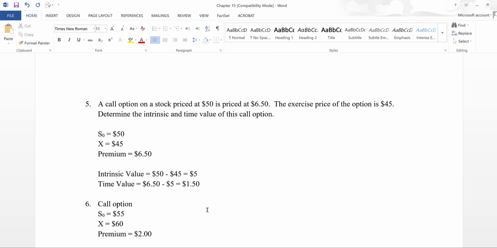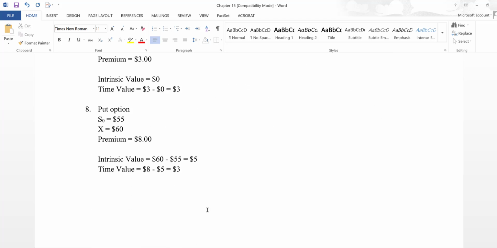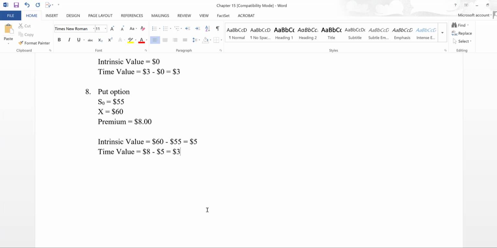Any time you have to compute intrinsic and time value, first determine whether the option is in the money or out of the money. If it is out of the money, the intrinsic value is 0, and the time value equals the premium. If it is in the money, then whatever payoff you get from immediate exercise of the option, that's your intrinsic value. Whatever extra you're paying on top of intrinsic value is the time value of the option. So hopefully these calculations are clear to you.